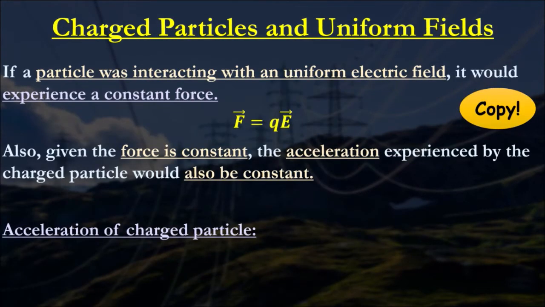Go through it again here. So if we have a particle that interacts with a uniform field, we get the formula up here to express it. That also means with a constant force, we also get a constant acceleration. And that leads us to the charged particle acceleration formula here. Okay, that's what we have.